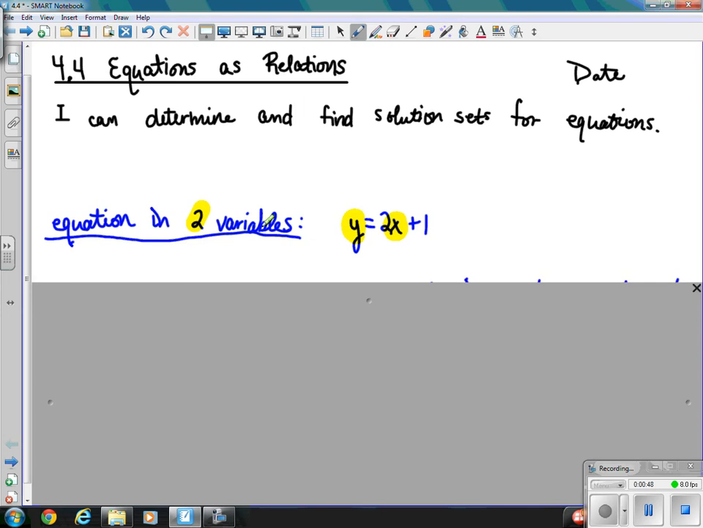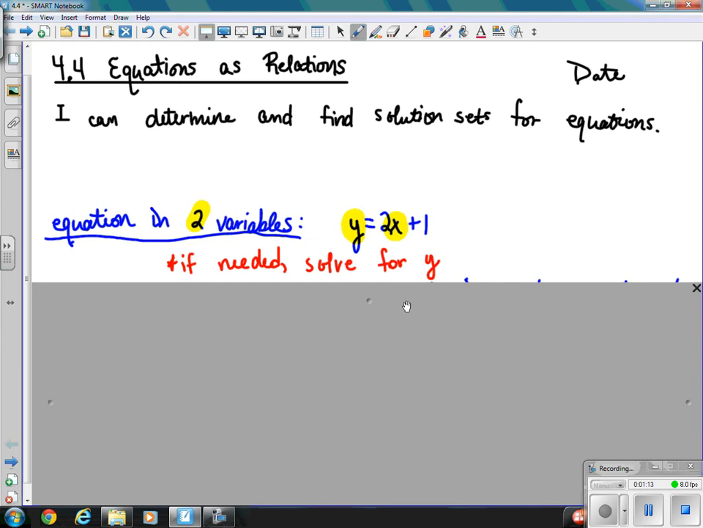Now, a lot like how we did back in chapter 3 when we solved equations, sometimes we'll have to solve for y. Just like this one right here is solved for y equals, we'll need to solve for y if it's not already.